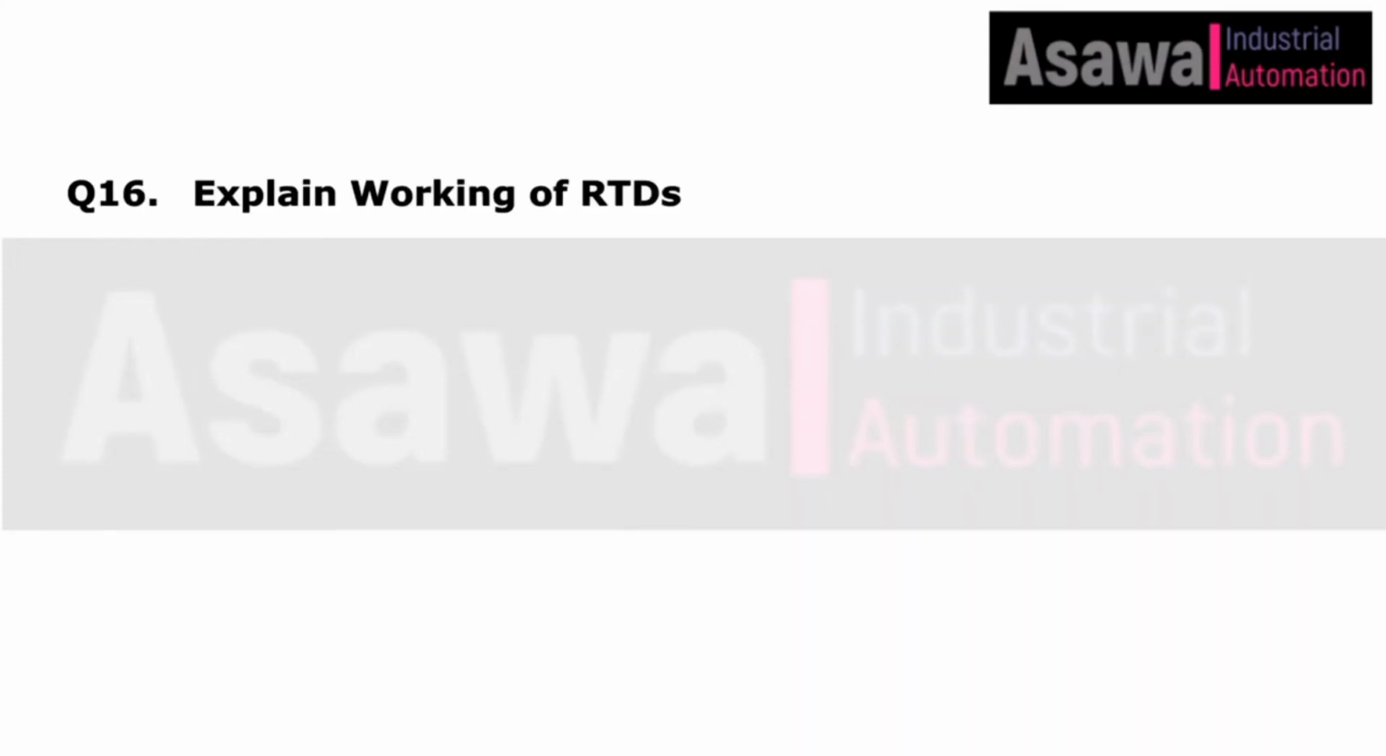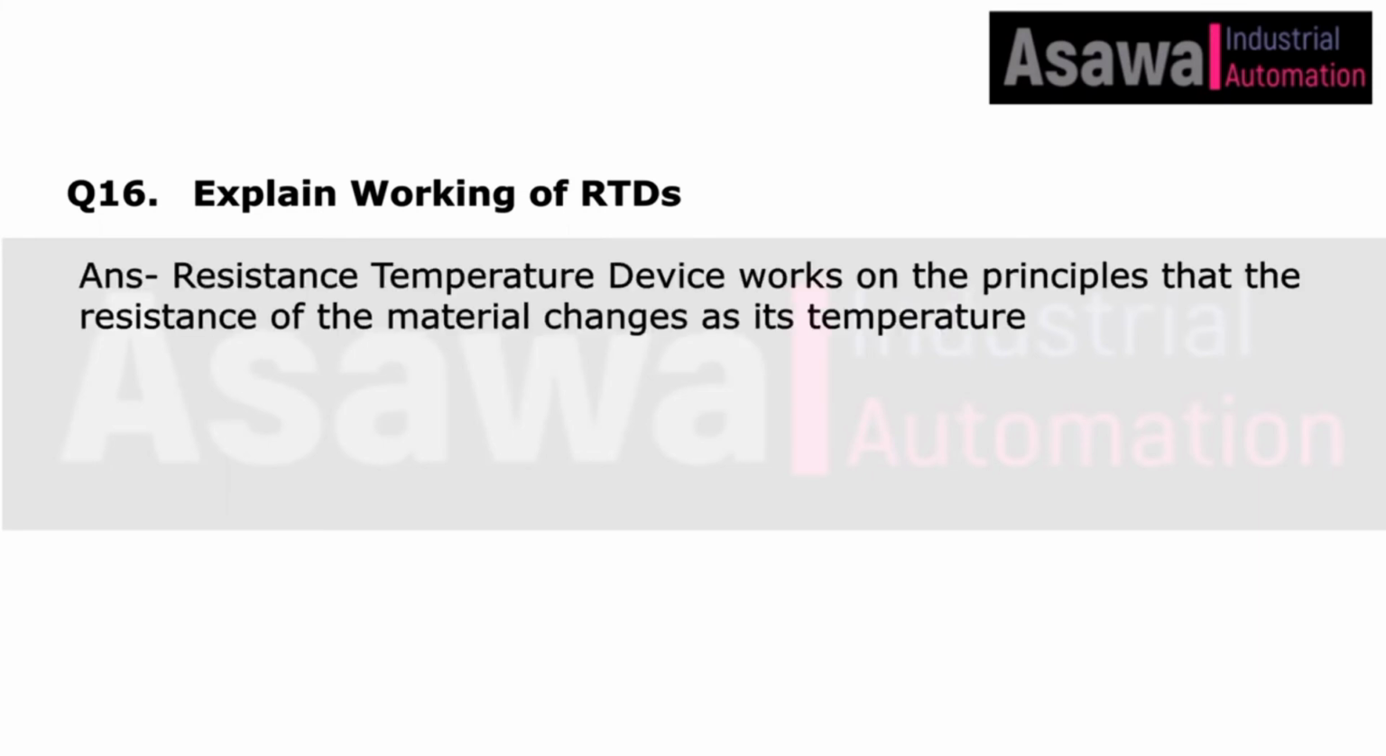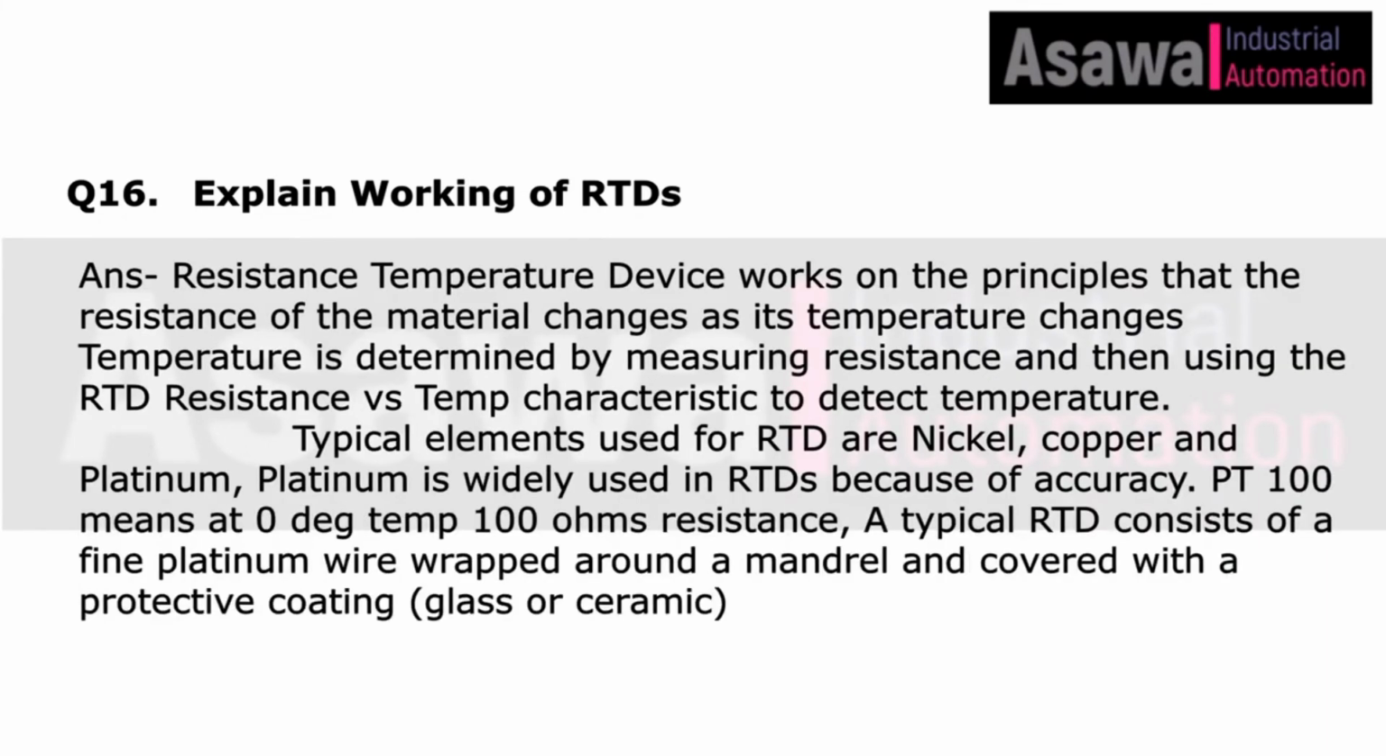Question 16. Explain the working of RTDs. A resistance temperature device works on the principle that the resistance of a material changes as its temperature changes. Temperature is determined by measuring resistance and then using the RTD resistance versus temperature characteristic to detect temperature. Typical elements used for RTDs are nickel, copper, and platinum. Platinum is widely used in RTDs because of accuracy. PT100 means 100 ohms resistance at 0 degrees temperature.